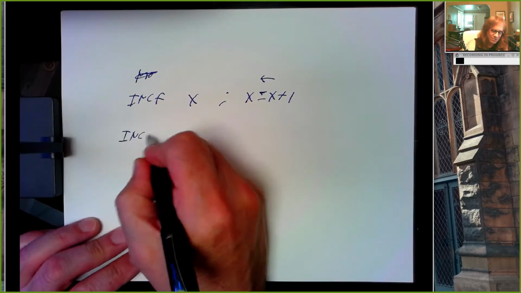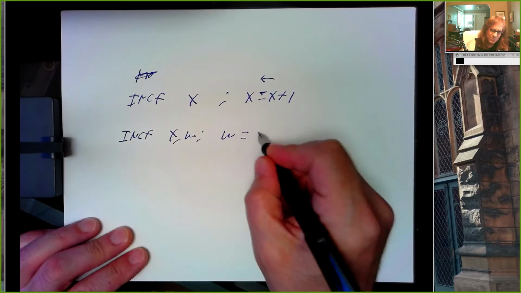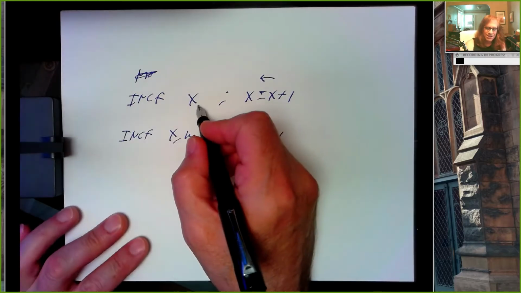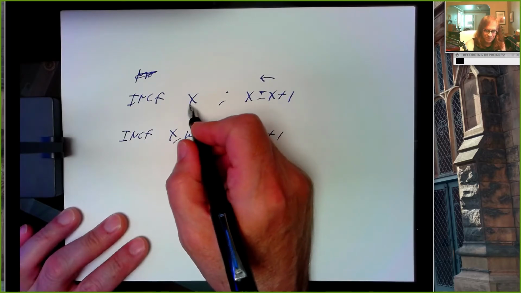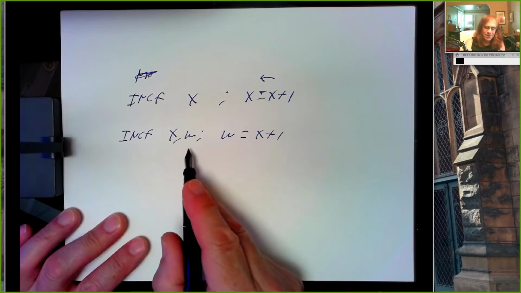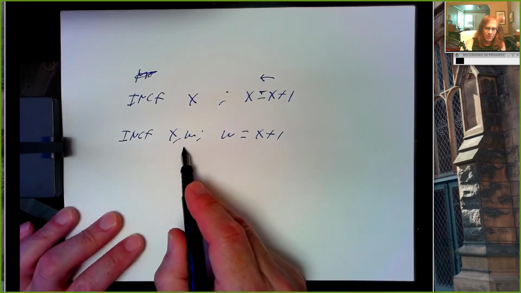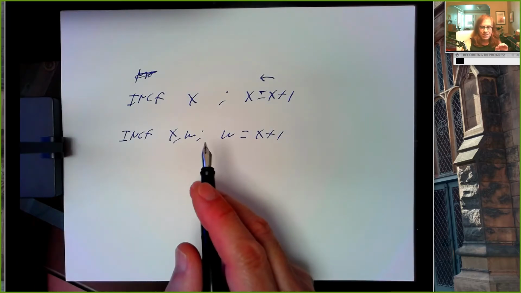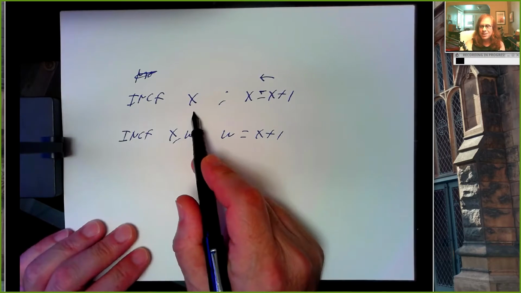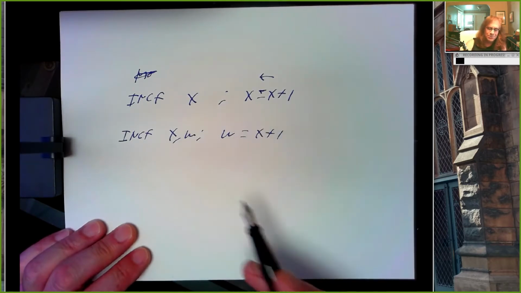If you say increment f x comma w, that says w gets set equal to x plus 1. Without any extra operand here, x is both the source and the destination of the instruction. If you put a comma w, then x is the source, but w is the destination. That's really all you need. Now you can also say comma f, and that's the same thing as not putting anything in. It says x equals x plus 1.